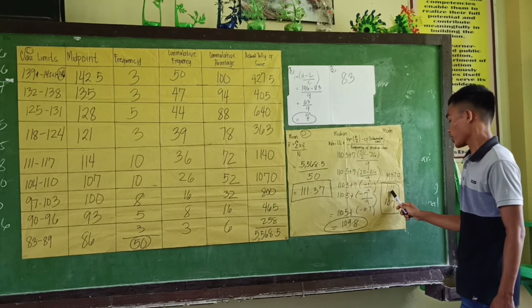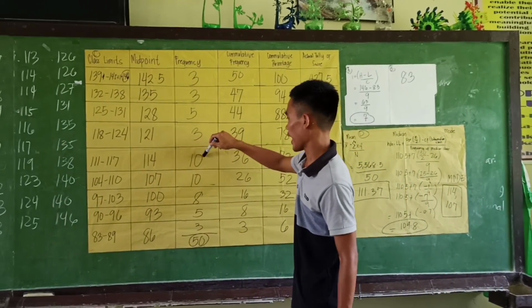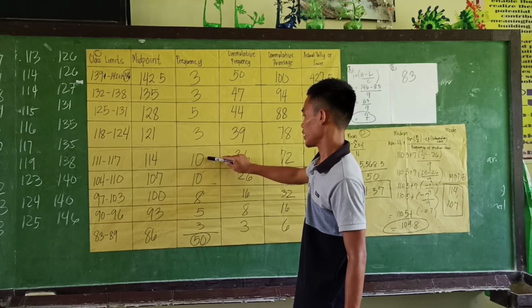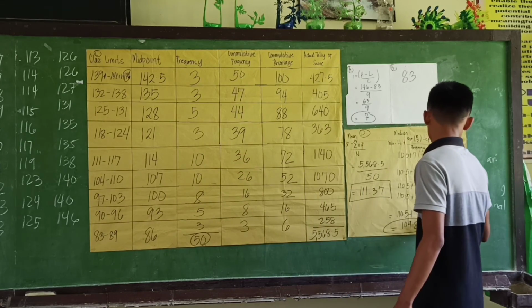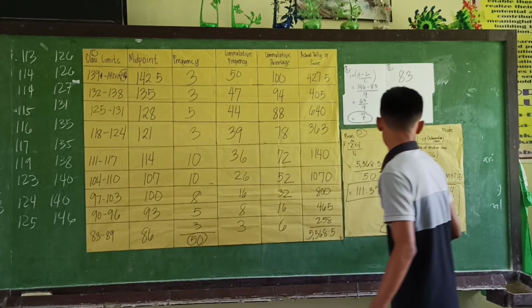So the mode is 114 and 107. The highest frequency here is 10. We have two highest frequencies, which are 10 and 10. So automatically, the midpoints of those highest frequencies are the mode.